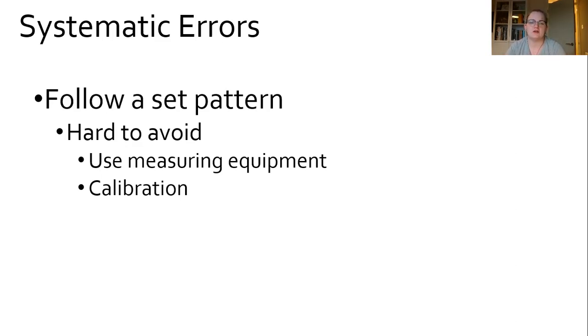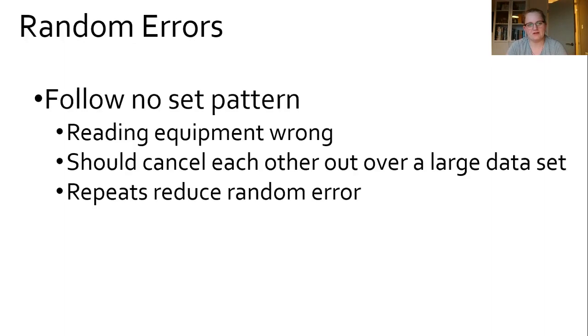They are hard to avoid, but the main thing is that we use correct measuring equipment, we calibrate that equipment, and we always try and use the same apparatus. If we're swapping between brands and makes, there can be calibration errors, and so you can end up with systematic errors coming into place. Easier ones to avoid are our random errors. Random errors follow no set pattern. They're often due to reading equipment wrong. It's often what people would call human error.